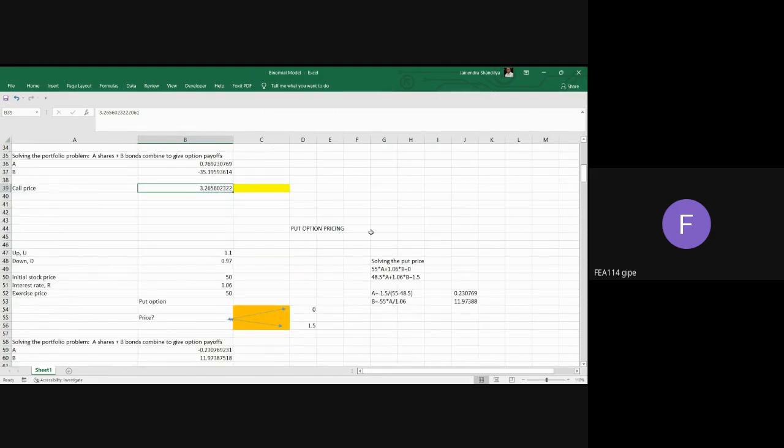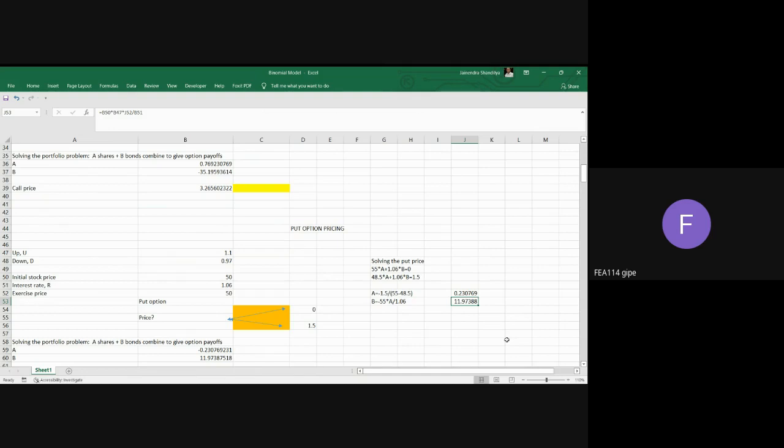Now I want to show you the same for the put option, how we do it in the case of a put option. Just remember, 55A plus 1.06B should give you zero value. Why? Because the put will have a zero value if the stock goes up, because put options are exercised once a stock goes down, not when it goes up. So 55A plus 1.06B should give you zero, whereas 48.5A plus 1.06B should give you 1.5.